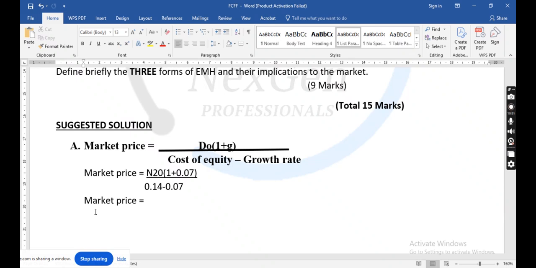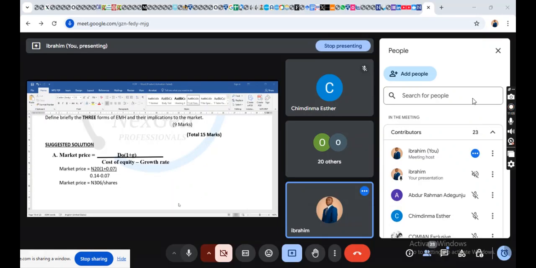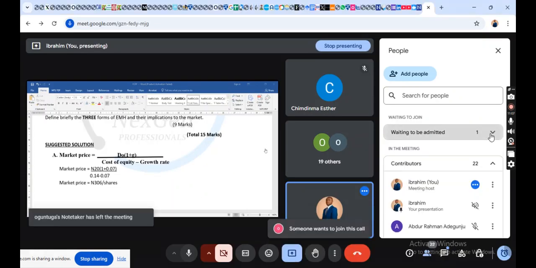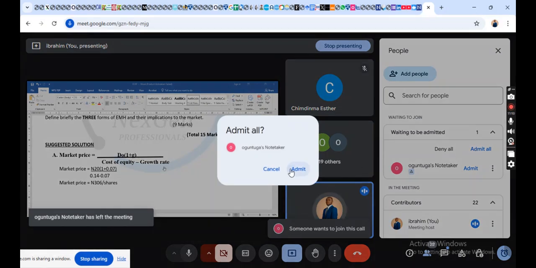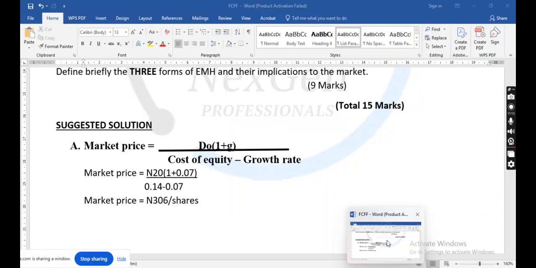306 approximately. 306 naira per share. So this is the market price. We are done with this, and this is 2 marks.